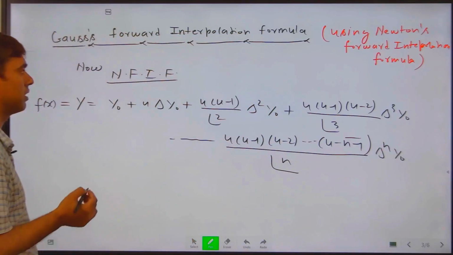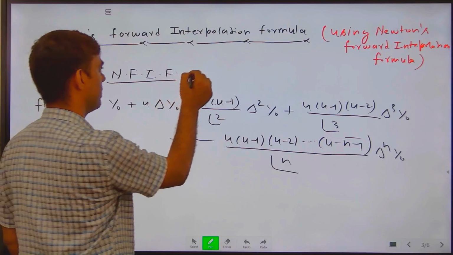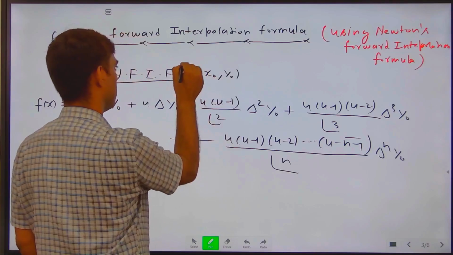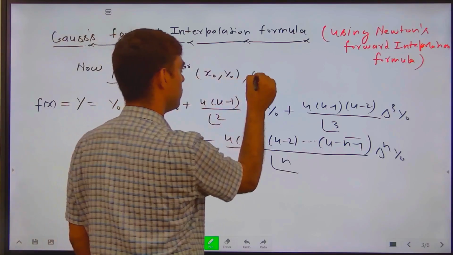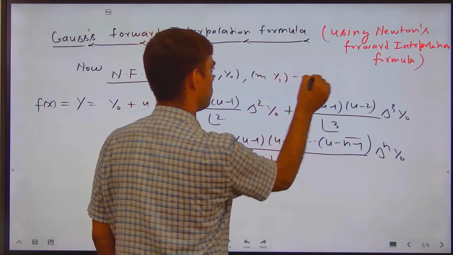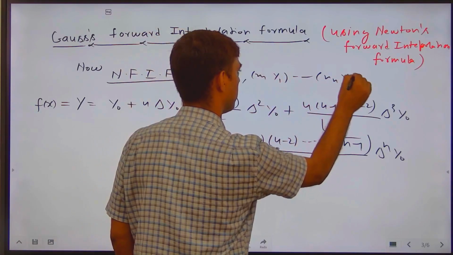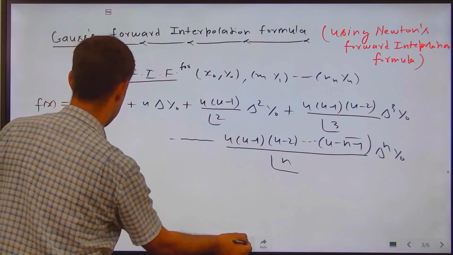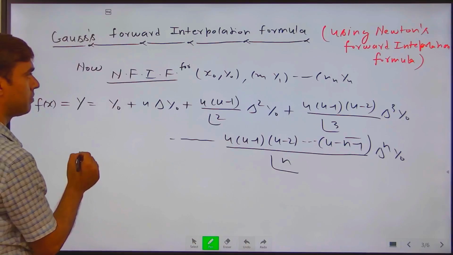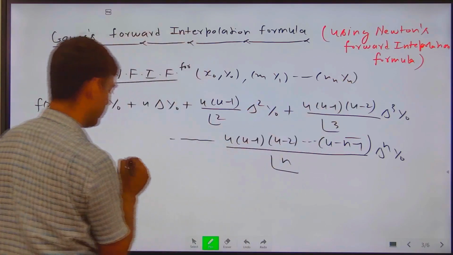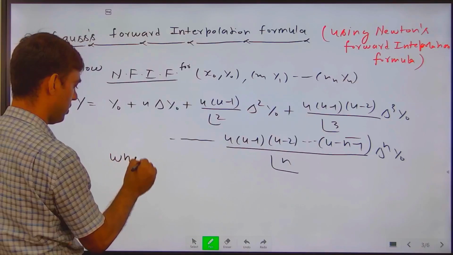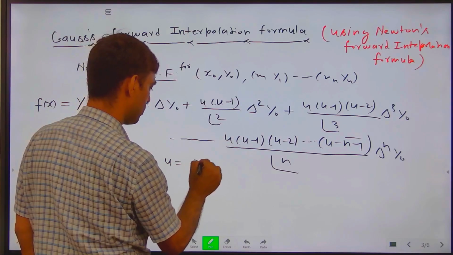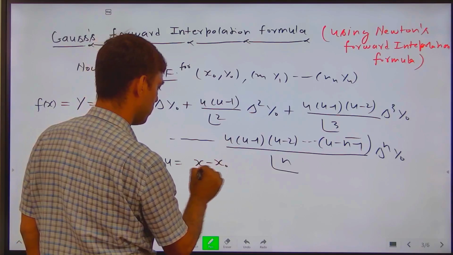for the pairs of values x0, y0, x1, y1 up to xn, yn, where u equals (x minus x0) upon h.